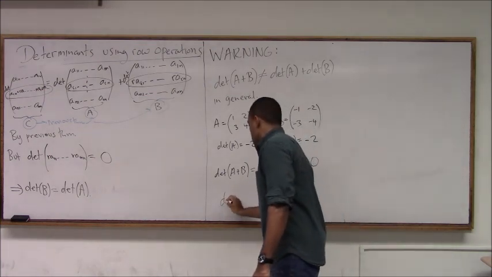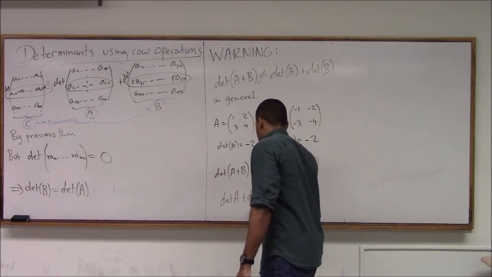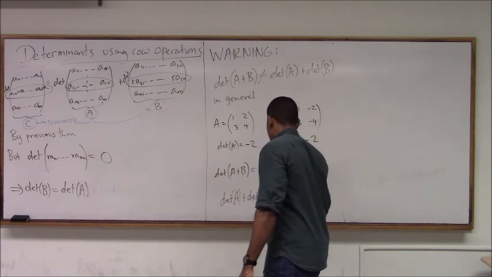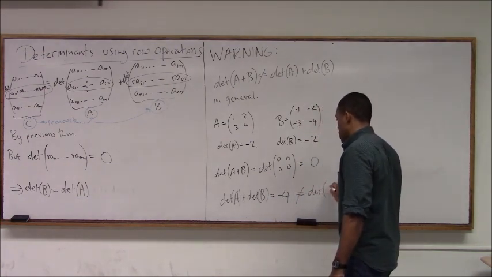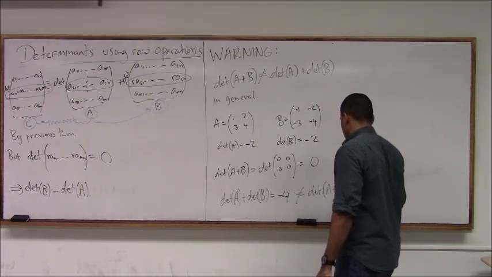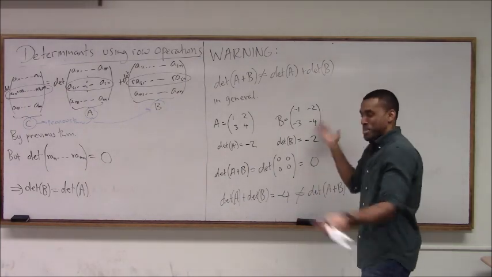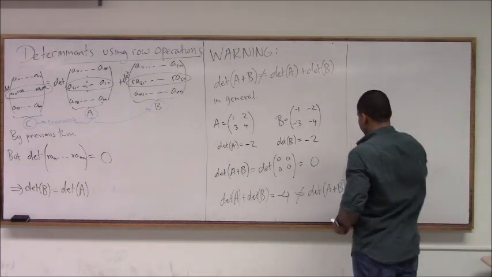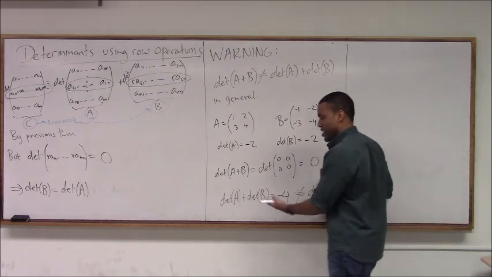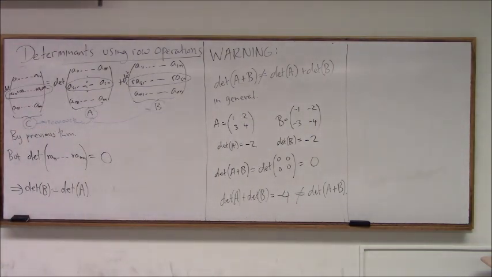While if I do the determinant of A plus the determinant of B, I get negative 4, which is obviously not the same. So it's easy to prove that using a counterexample. Some things happen so rarely, you can just make up a random example. You have to try really hard to get that to work. So it's not true in general.